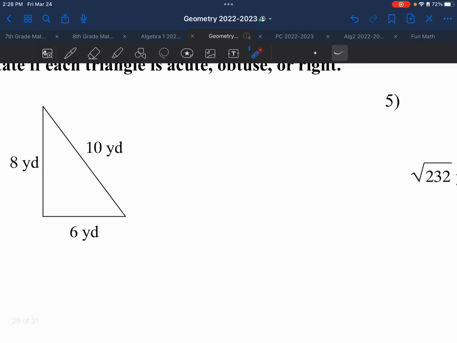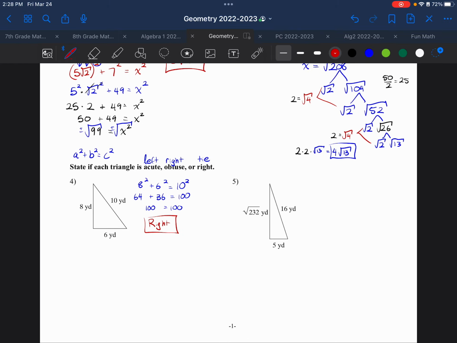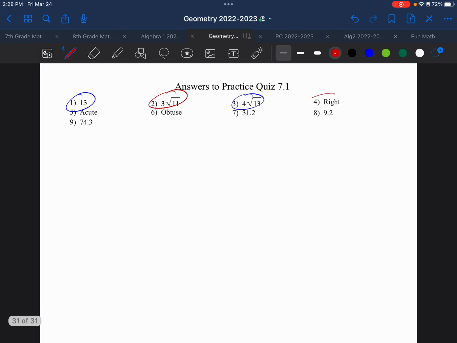So let's go ahead and just do a math problem instead of talking. Okay, 8 squared plus 6 squared equals 10 squared. 8 squared is going to be 64. 6 squared is going to be 36. Add these together, get 100, and that's equal to 100. Oh, okay. If it's a tie, if the left and the right are equal to each other, then this is going to be a right triangle. So I'll say right, I'll box it, and then I'll check my work. So number 4 is a right triangle.